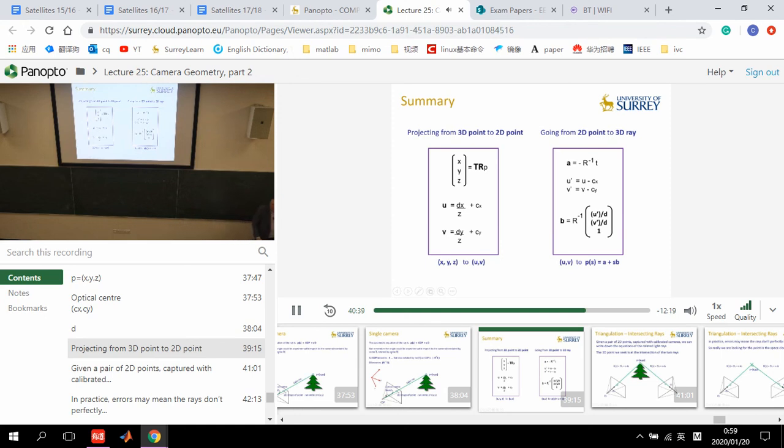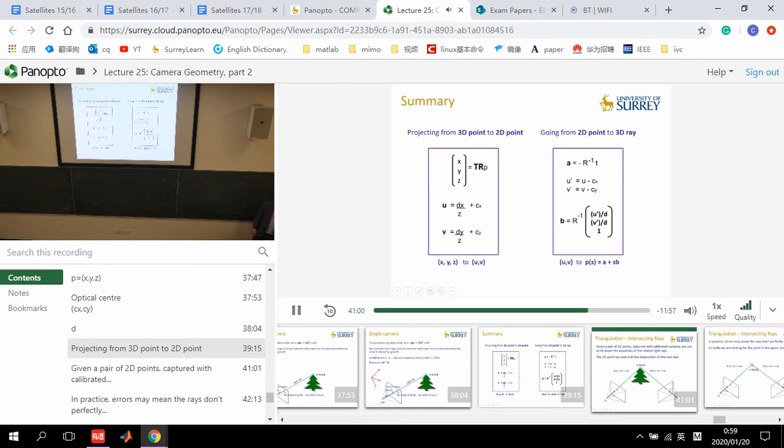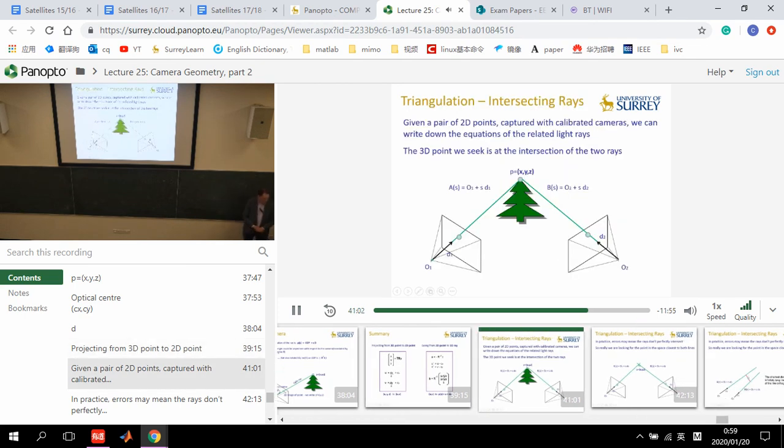So these two boxes are your big takeaway messages from these couple of hours. These are your equations that let you move from 3D to 2D and from 2D to 3D. But really, of course, we're moving to a 3D ray, not a 3D point, because we can't do that from a single image. Does that make sense? Okay.